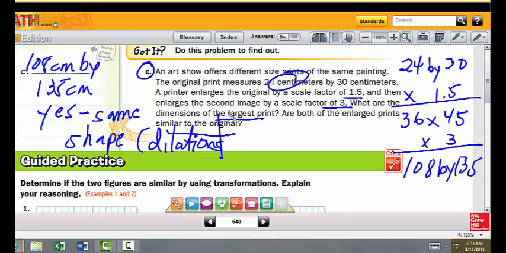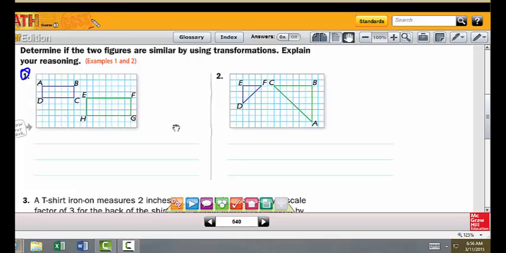Please press pause and do guided practice. Guided practice problem number 147-3. Problem number 1. It asks to determine if two figures are similar by using transformations. Explain your reasoning. So again, we're going to just take a look.